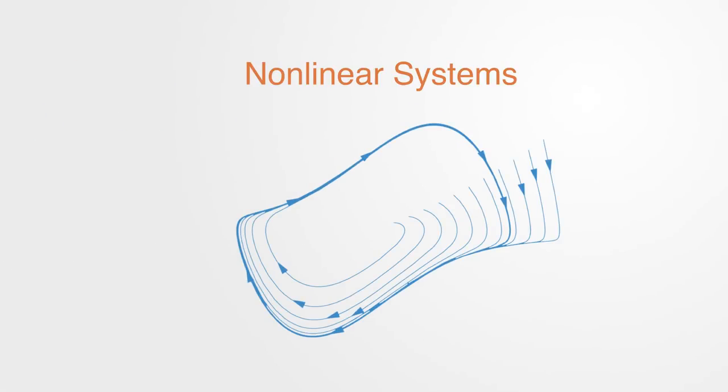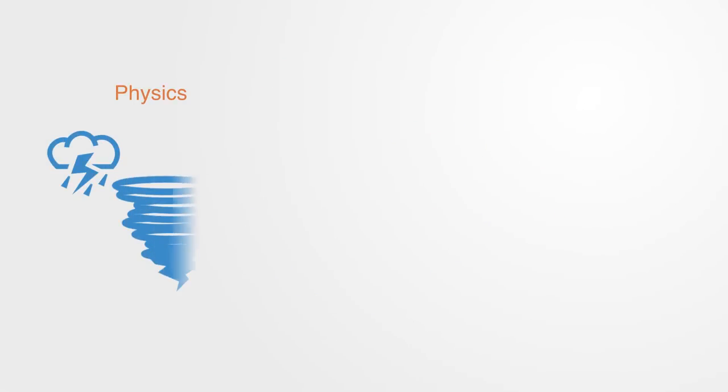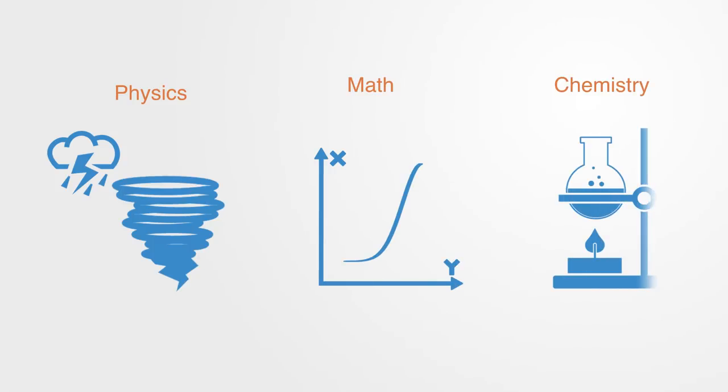Thus, the area of nonlinear systems and their dynamics is another major part of the framework of complexity theory that has come largely from physics, mathematics, and the study of far from equilibrium processes in chemistry.